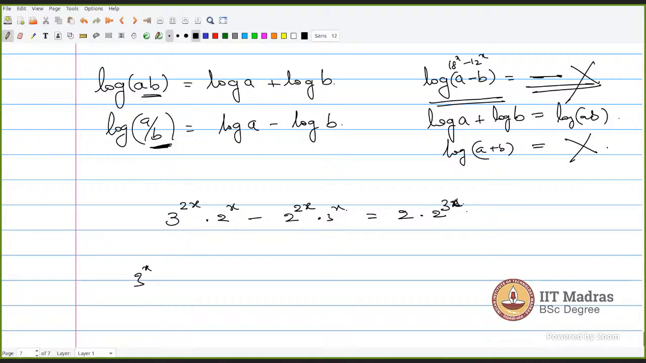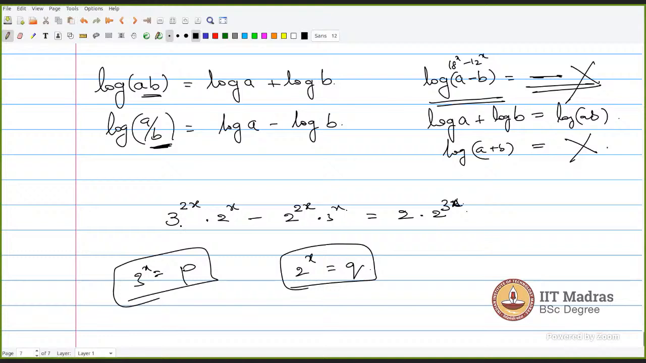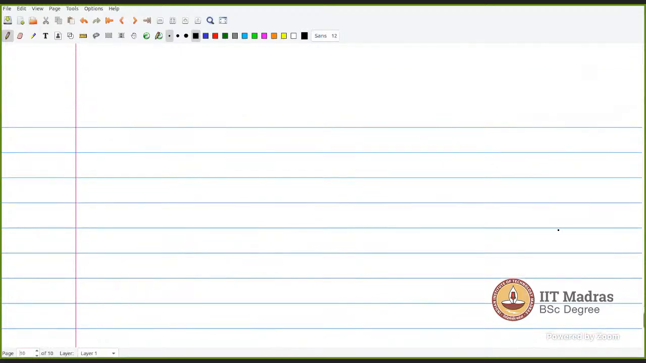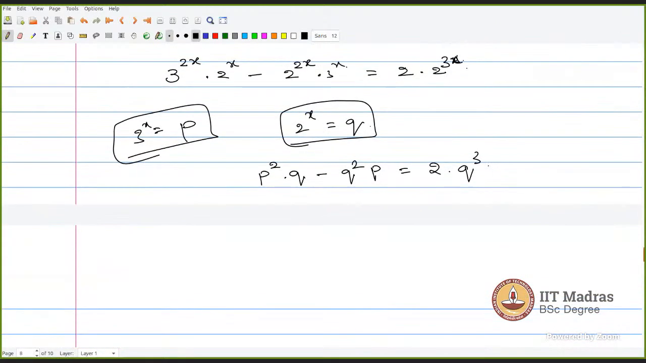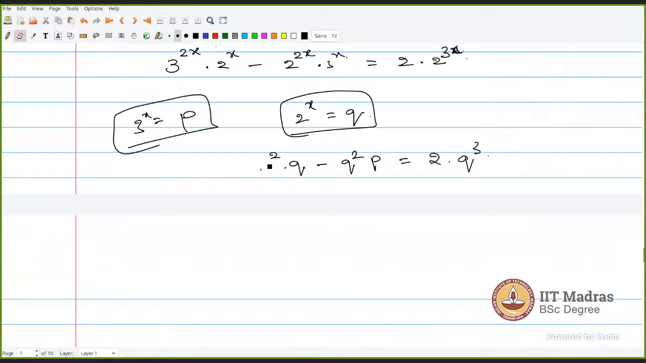If you take 3 power x as p, I just wanted to remove those power things. You can write 2 power x as q. Okay, consider I am taking it as p and q. Now this will be p square times q minus q square times p is equal to 2 times q q. Can I write it like this? Yes, sir, this is the approach in the solution. Okay, I will try it differently.